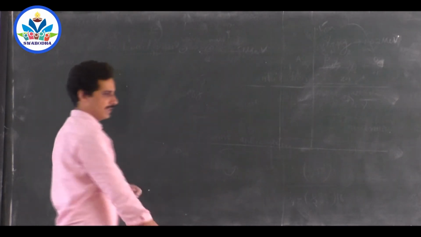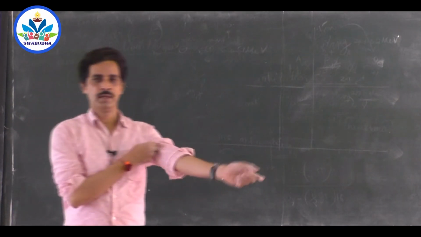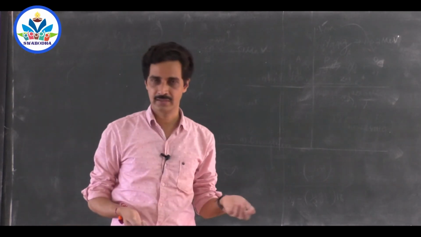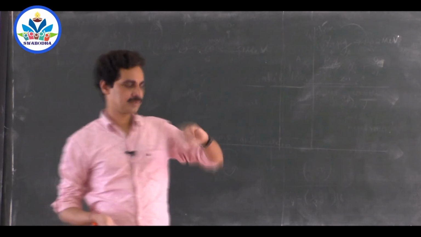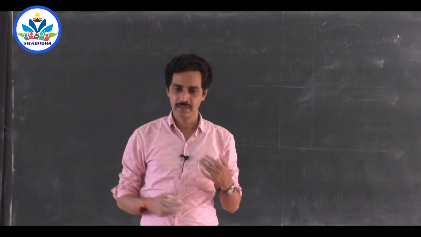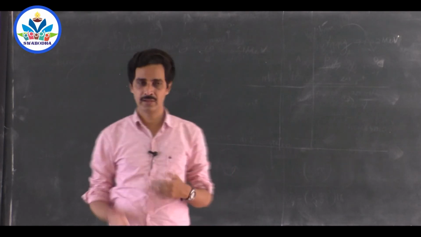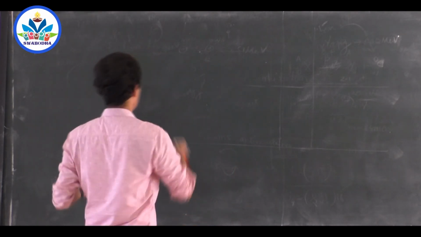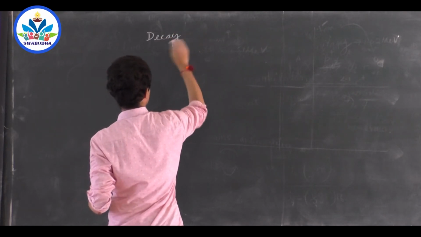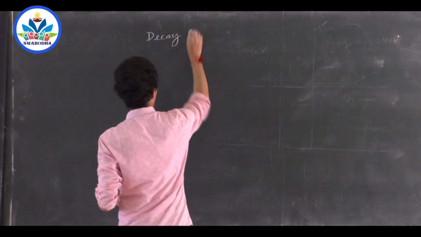So that is about artificial radioactivity and natural radioactivity. For artificial radioactivity, we should convert a non-radioactive substance into a radioactive substance. Now we will see the decay law, radioactive decay law. What is decay law? Decay means disintegration. Decay means decreasing. Decay law.